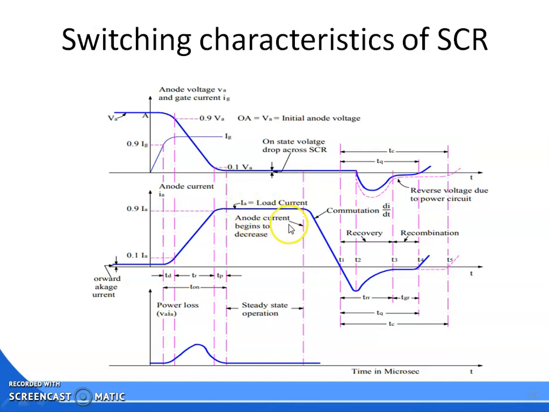So our aim is to remove the carriers around the three junctions. For the removal process, let us provide some reverse voltage across the anode and cathode terminals of the thyristor. If we give the reverse voltage, it will start removing the carriers. At the instant T1, it starts removing the carriers, as we are applying the reverse voltage to the anode and cathode terminals.